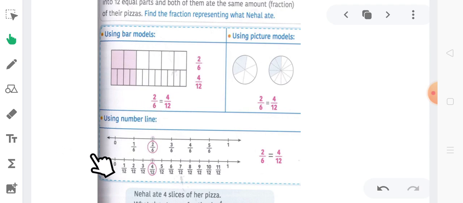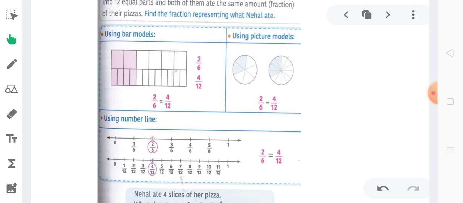Using the number line, we make 2 number lines. The first one is divided into 6 equal parts, and the second line is divided into 12 equal parts. Remember, we should include the benchmarks 0 and 1. Okay, and just note the fractions that are below on the number line.